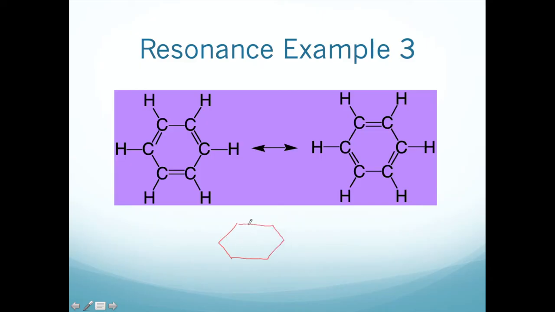It's a hexagon, and it has a ring in it to represent that these double bonds aren't stuck in the locations that are drawn in their Lewis structures. In reality, they're in both places at once. It's kind of like, as I said, a combination or an averaging of both of these resonance structures.